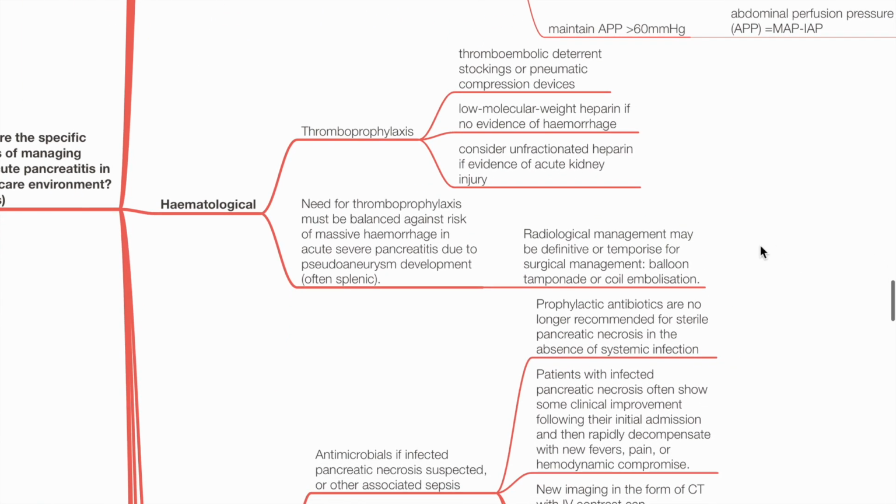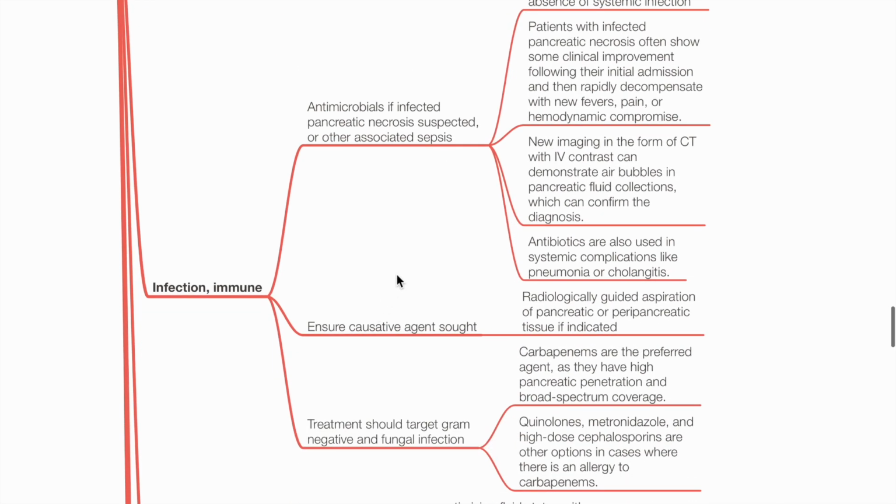Hematology: thromboprophylaxis with thromboembolic deterrent stockings or pneumatic compression devices. Consider low molecular weight heparin if no evidence of hemorrhage, and unfractionated heparin if acute kidney injury is present. The need for pharmacological thromboprophylaxis must be balanced against the risk of massive hemorrhage in acute severe pancreatitis due to pseudoaneurysm development.